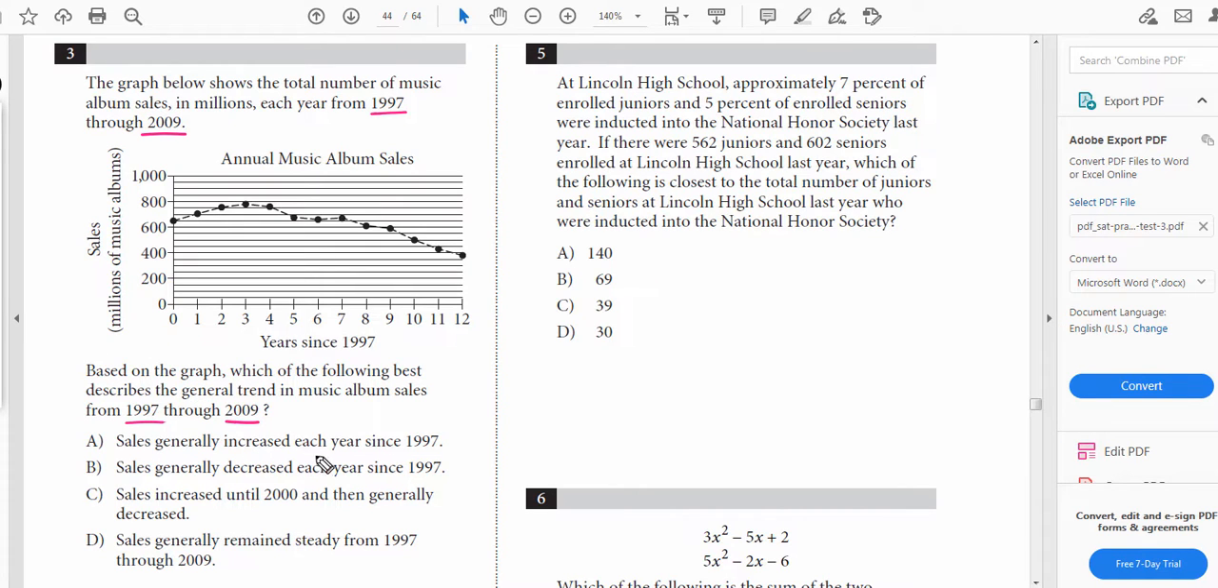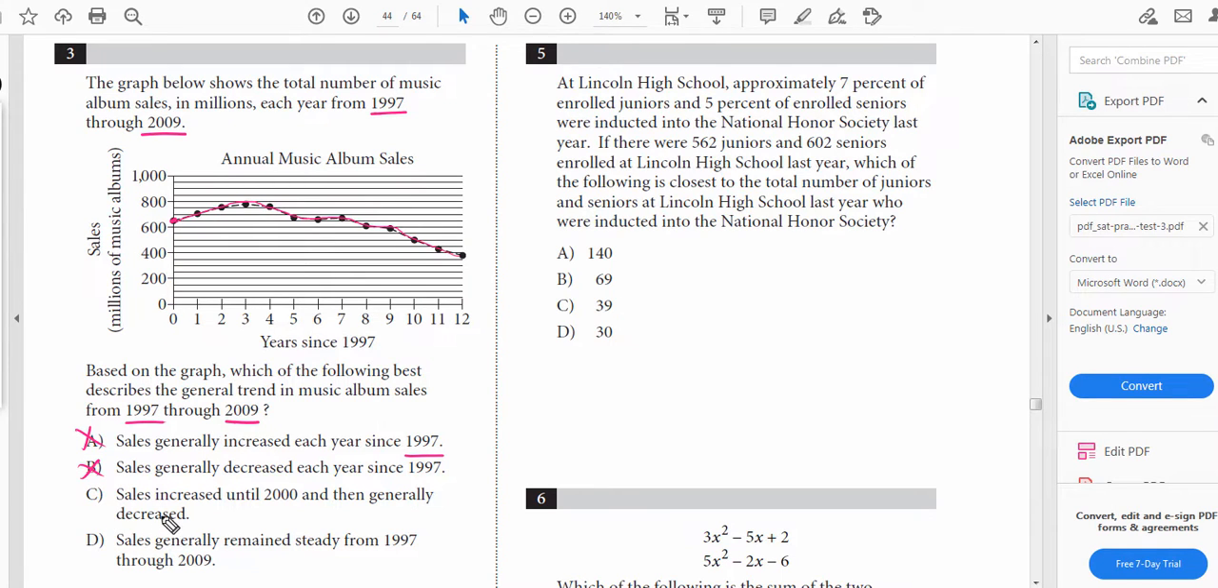Sales generally increased each year since 1997. No, I don't think so, because in 1997 the sales were 600. They have increased, then they took a dip, then they increased a bit, and then they moved further down. So option A will be wrong. B says sales generally decreased each year since, no, they had increased from this point up till this point.